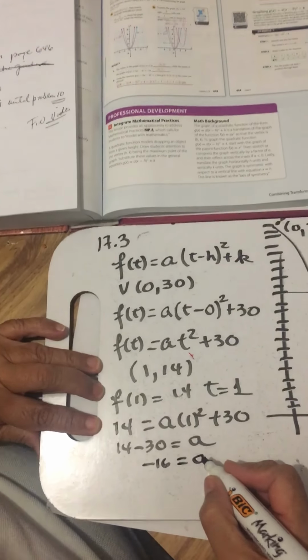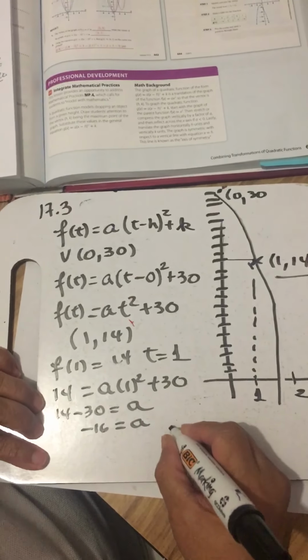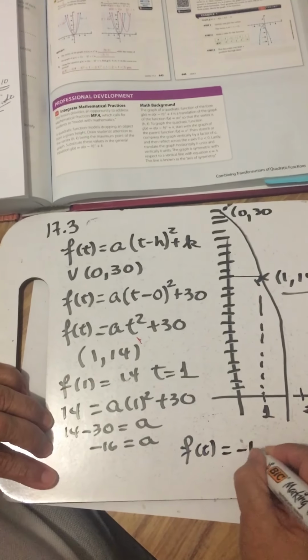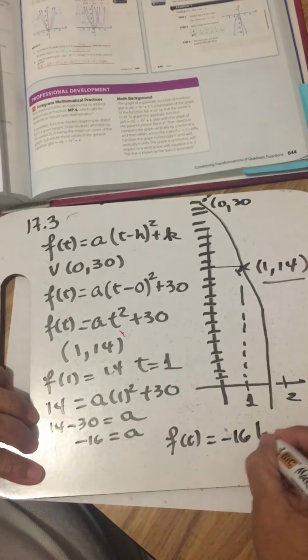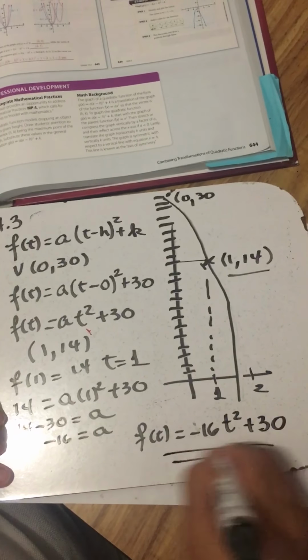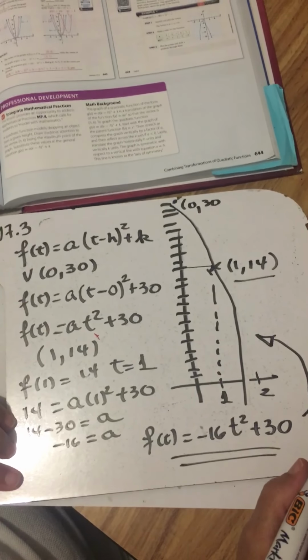Now we write the equation for this function: f of t equal minus 16, that's the value of a, t squared plus 30. This is the function for this graph.